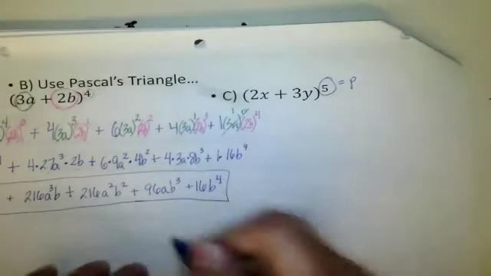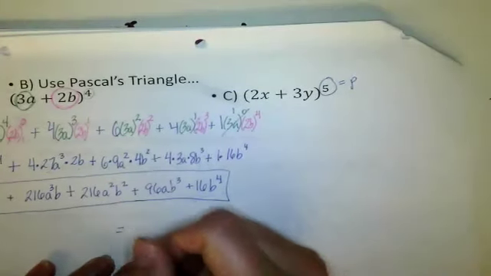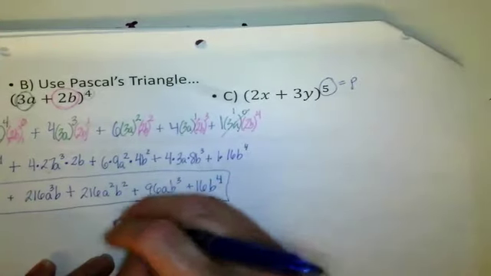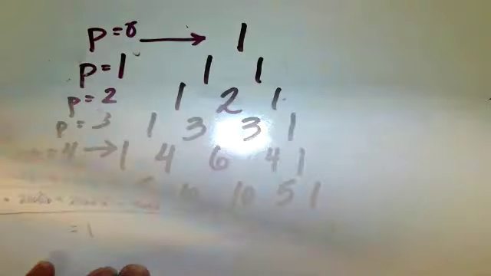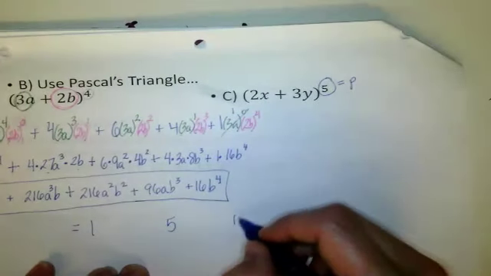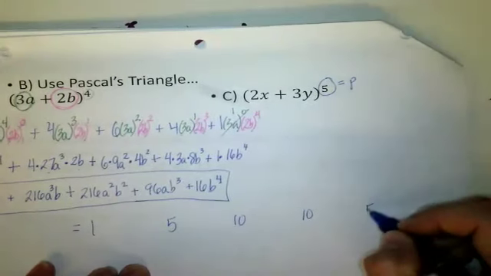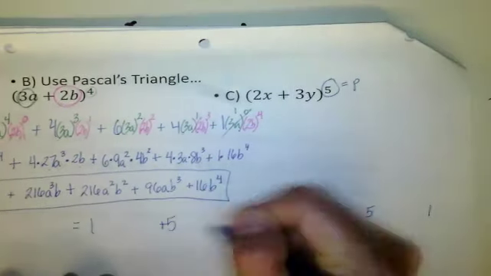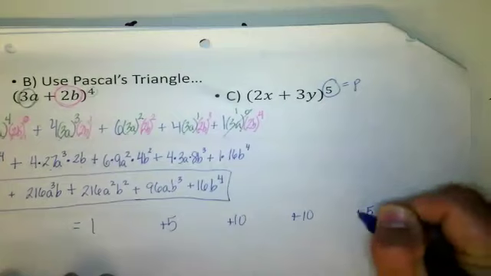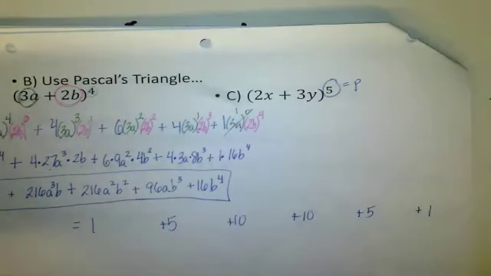All right, I'm going to spread that out down here because actually I might need more room than that. So here we go. 1, 5, 10, 10, 5, 1. I'm just going to put some pluses in front of those. There we go. All right, so there's my coefficient multiplier, scalar multipliers.